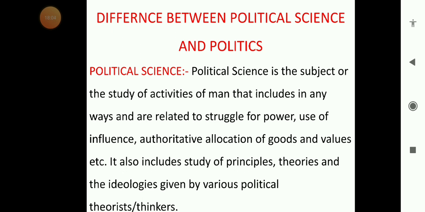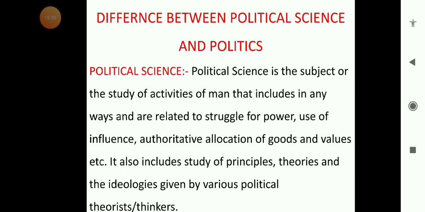What is the difference between political science and politics? Political science is a subject. Politics is a practical behavior. Political science is a subject and politics is a practical behavior. Political science is the subject or the study of activities of man that includes in any ways and are related to struggle for power, use of influence, authoritative allocation of goods and values.